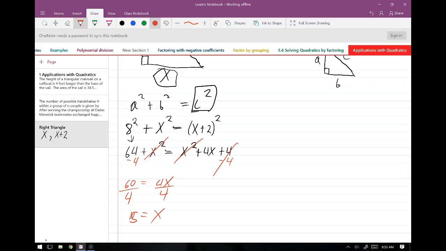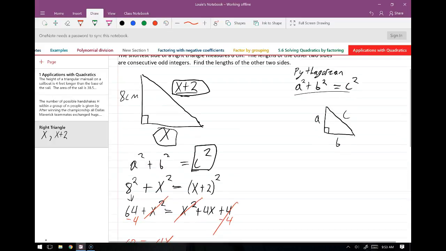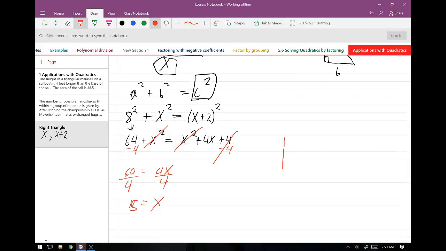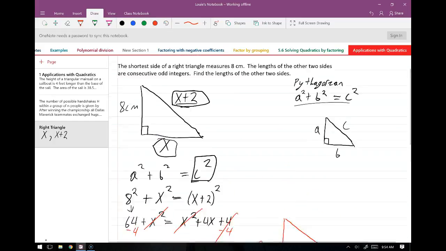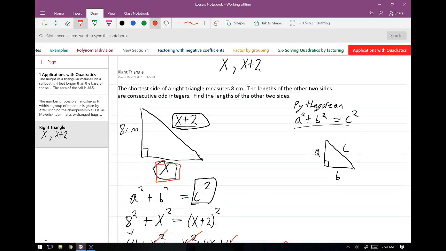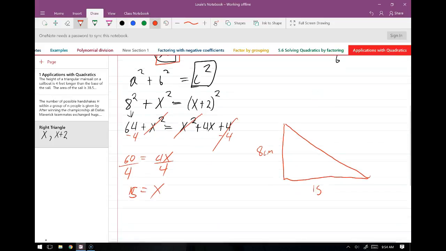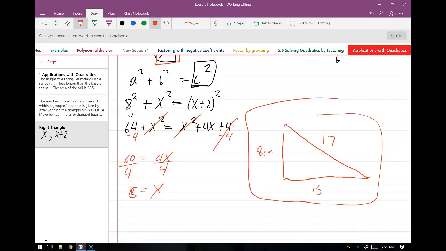So what does that tell us? Well, we can complete our little triangle. We have 8 centimeters, we have 15 as our x, because we determined this leg to be our x. And then this one is x plus 2, so we can just fill in that result. That's 17, okay? There we go.